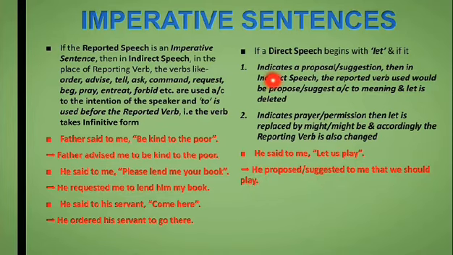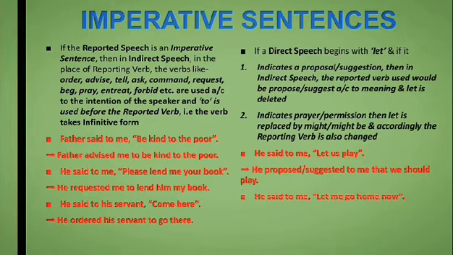Now see, if it indicates a proposal or suggestion, then in indirect speech the reporting verb used would be propose or suggest. Now see, I have used in the reporting verb proposed or suggested. That will be the same. The comma and inverted comma will be taken out, so it will remain that. We, that is us, will change to we. And should, why should? Because something is suggested, that we should do this. So we should play. This is the example related to this sentence.